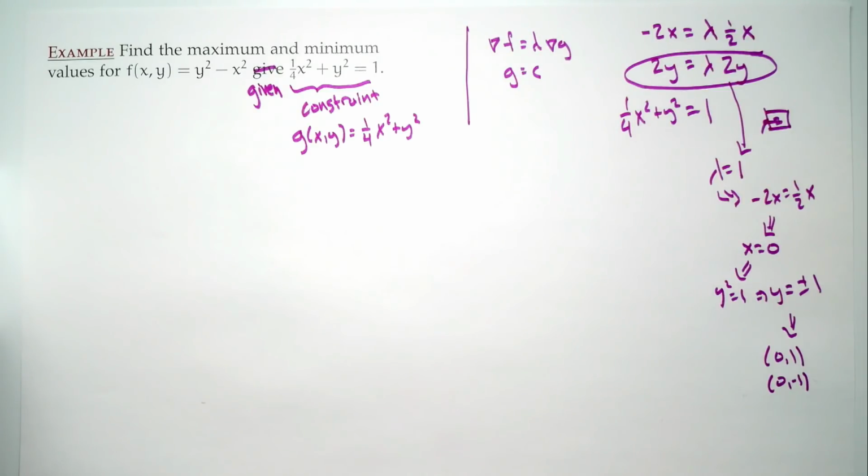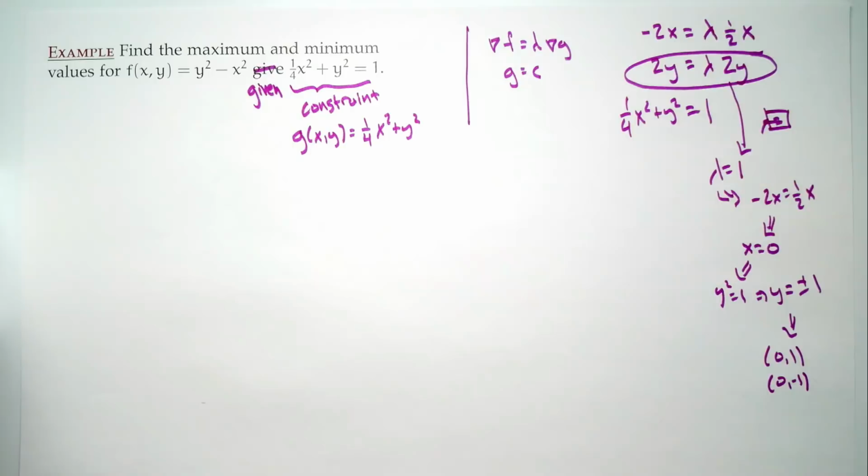And why did we miss it? And how do we fix it? Now, I'm not saying that lambda equals 1 is invalid. Lambda could be 1. Absolutely, lambda could be 1. That would lead us to the points (0, 1) and (0, -1). But is there anything else that we missed? And how do we find that?